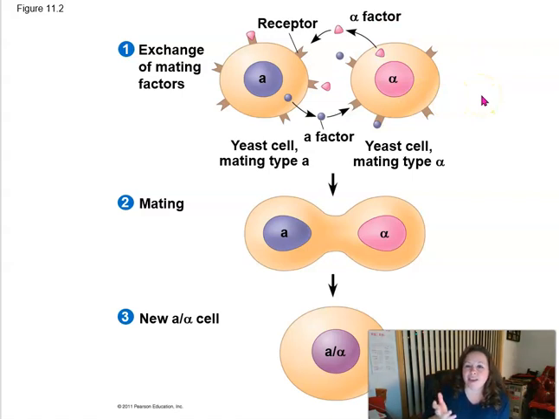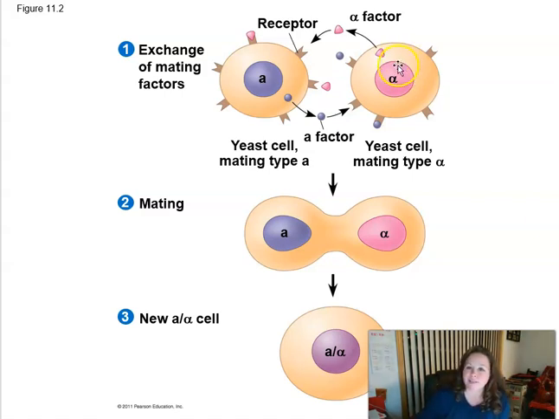But how does the A and the alpha know that they're there? They don't have eyes to see each other, or a brain, or a mouth to talk to one another, so they use chemicals. So we say that A yeast releases A factor, and the alpha yeast releases alpha factor. Now it turns out that the opposite yeast cell has the correct receptor to receive that signal from the other type.